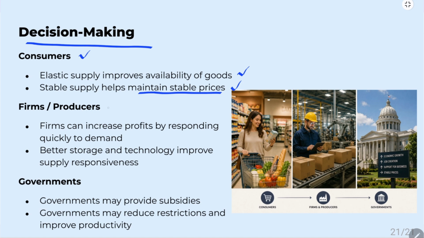For firms and producers, understanding price elasticity of supply helps businesses increase profits by responding quickly to market changes. Firms may invest in better storage facilities, technology, and production methods to improve supply responsiveness. For governments, price elasticity of supply is important when making economic policies. Governments may provide subsidies to firms, reduce restrictions, or improve infrastructure so businesses can increase supply more efficiently and support economic growth.